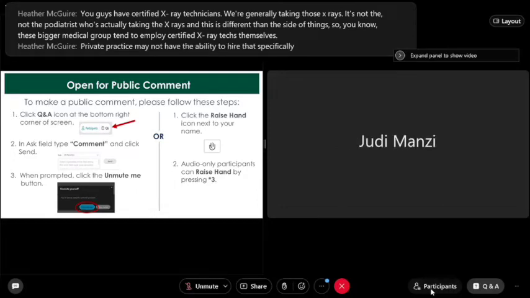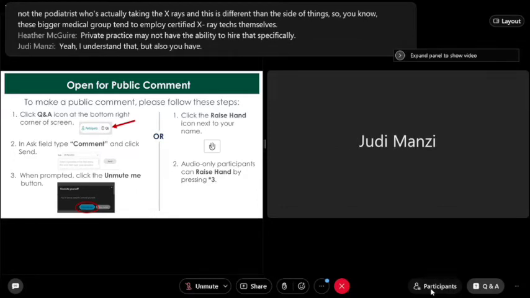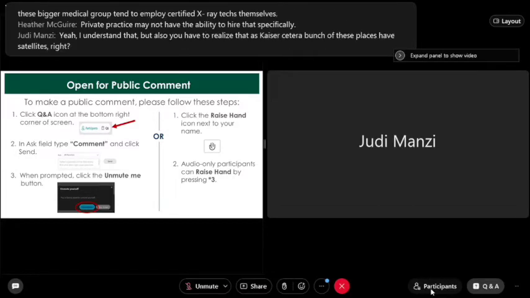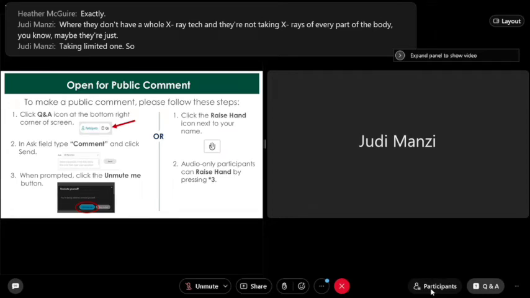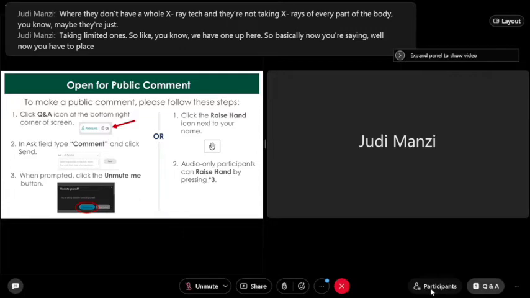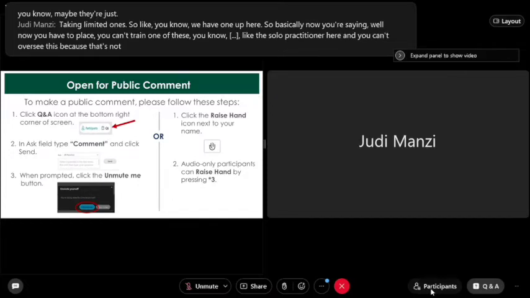Yeah, I understand that, but you also have to realize that Kaiser, Sutter, and a bunch of these places have satellites, right? It's a setting where they don't have a full x-ray tech, and they're not taking x-rays of every part of the body, maybe they're just taking limited ones. Like we have one up here. So basically now you're saying you can't train one of these MAs like the solo practitioner can, and you can't oversee this because that's not even considered a solo podiatry office. So it's really a problem, and medical-legally, it's really a problem.